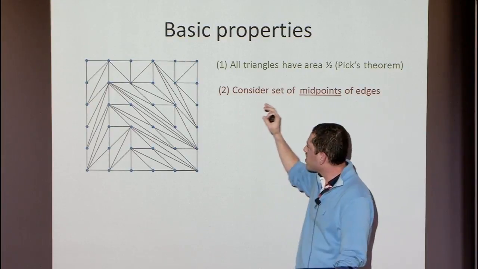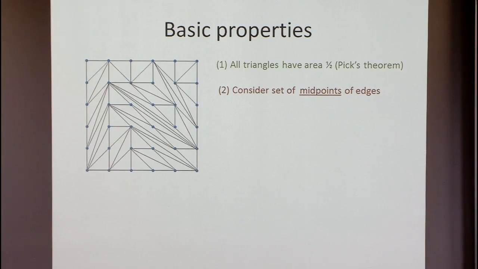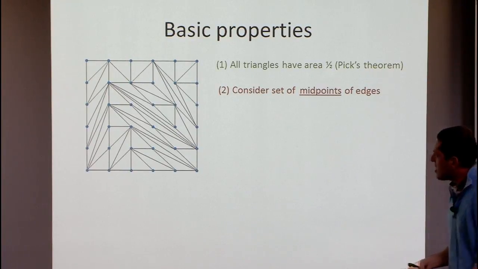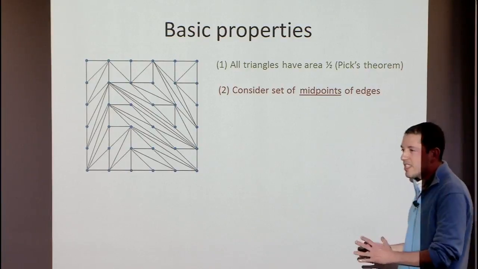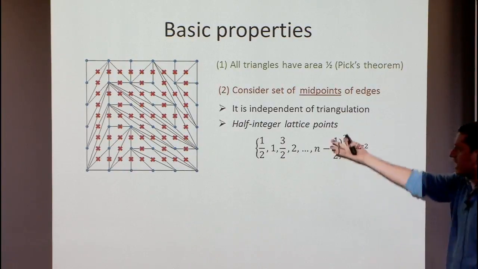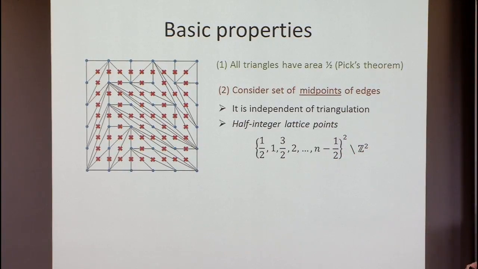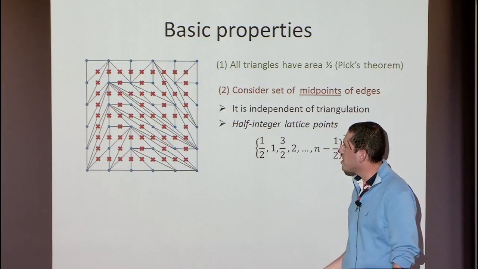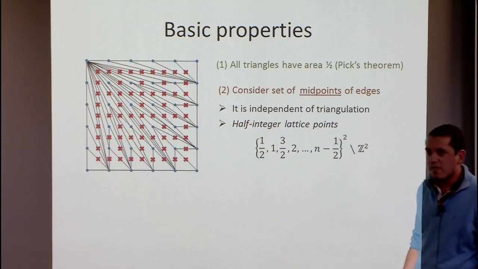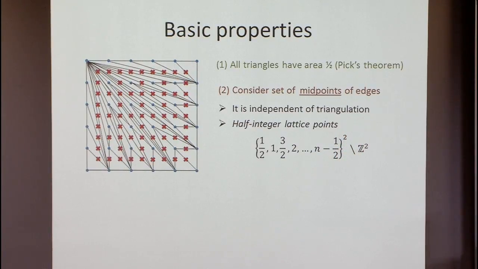Just try to see each edge and draw a dot at the midpoint of that edge and try to visualize this set. It may sound a bit strange for me to ask you to do this, but the fact is this set is very easy to define, very easy to see. It's very structured. In particular, this set does not depend on the triangulation. If I change the triangulation, you have the same set of midpoints.